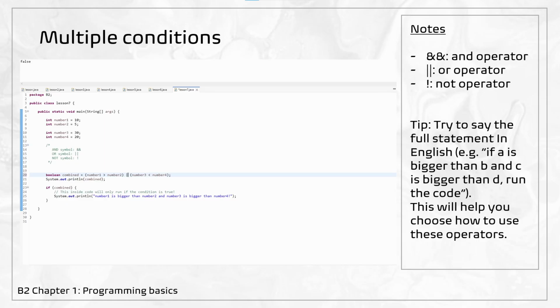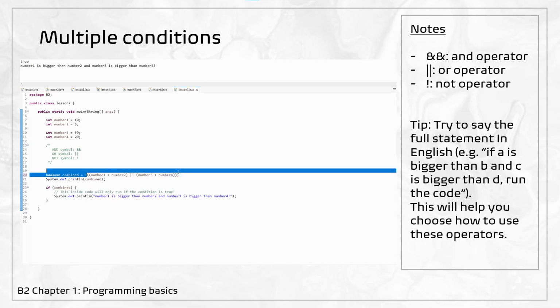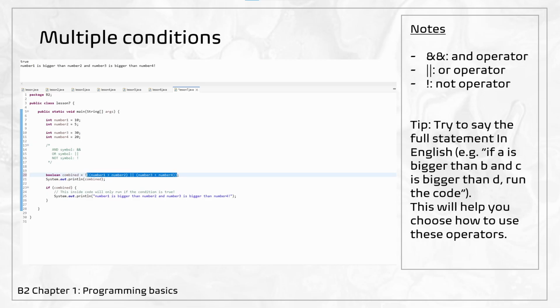If an OR symbol is used, then only one of these conditions must be true for combined to be true. So because 10 is greater than 5, combined will now be true. And because this is true, it'll run this print statement over here. If you use a not symbol, like that, then the condition inside of here that we're notting, I guess, is inversed.